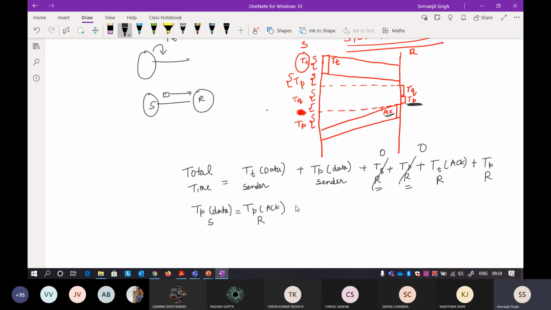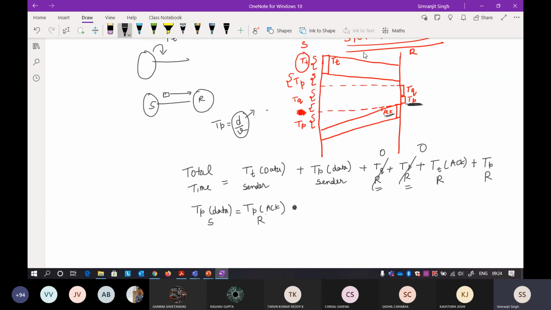Why are they equal? Because propagation time TP depends on only two things, that is distance upon velocity. The distance between the sender and receiver is the same. So if you are sending the packet from the sender to the receiver, the time required will be the same as sending the acknowledgement from the receiver to the sender. That is why the propagation time from the sender to the receiver is equal to the propagation time from the receiver to the sender, because only two factors are involved here.